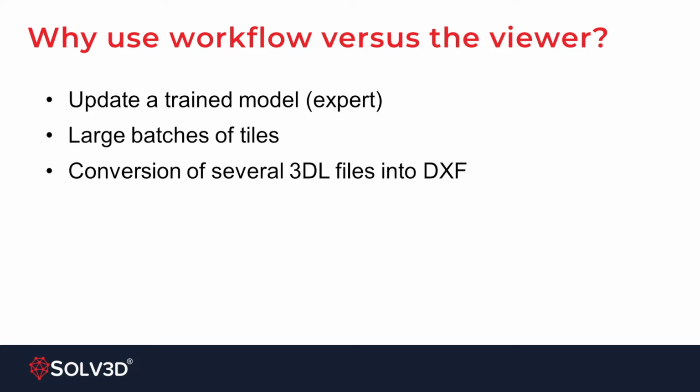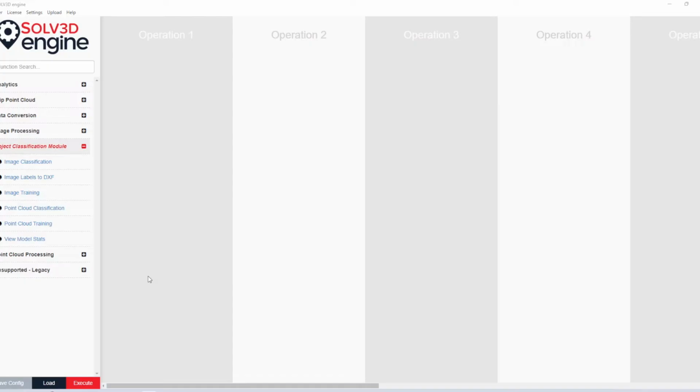Okay, so that all makes sense to me. Basically, if I've got a lot of work to do, I can go ahead and do it, or if I want to update a trained model, which I should say is for experts only. So how do I use it then? Take me through how I use each of these.